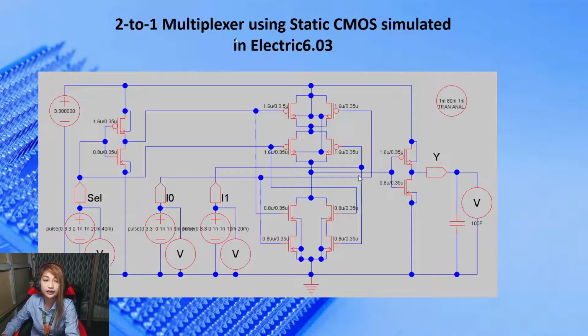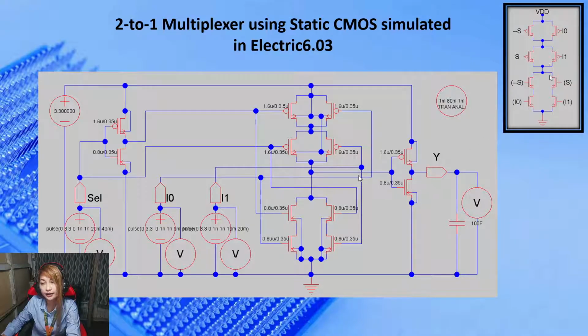So this is the design of a 2-to-1 multiplexer using static CMOS simulated in Electric 6.03. I have here an input voltage of 3.3. The selector switch has 20 milli and 40 milli T rise and T fall, and then I sub 0 has a 5 milli and 10 milli. I sub 1, 10 milli and 20 milli, and then we have here the output Y.